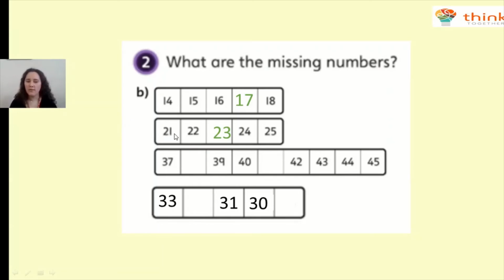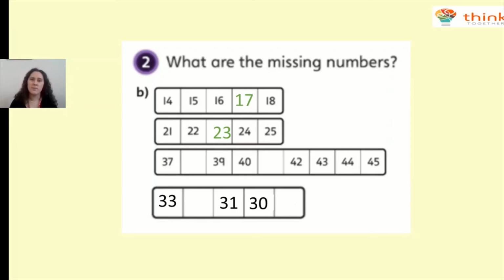There's a 2 and a 1, then a 2 and a 2, then a 2 and a 3, then a 2 and a 4, and a 2 and a 5. So that could have helped us to write 23 if we were getting a little bit stuck. Right, let's look at the next one. Here we just have the number 37 on its own.